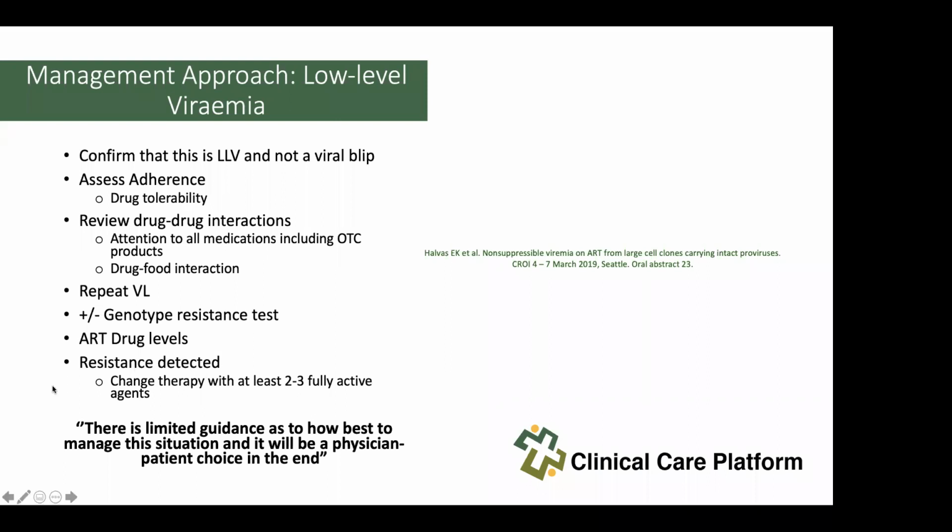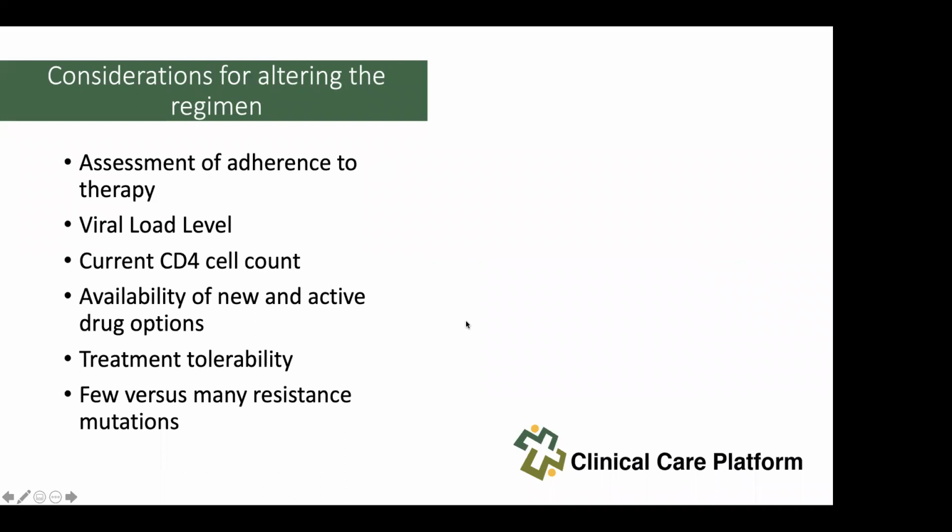And you'll see that in most guidelines, you'll find this sentence that there is limited guidance. We do not know exactly what to do if the viral load is between 50 and 1,000, but you will have to act on a patient-by-patient basis, based on the context, your history, and your assessment of why your patient might be having a detectable viral load, right? So if you want to alter or change the regimen, it's important to assess adherence. Remember, changing the regimen does not improve adherence. So if there are adherence issues, we have to deal with those.